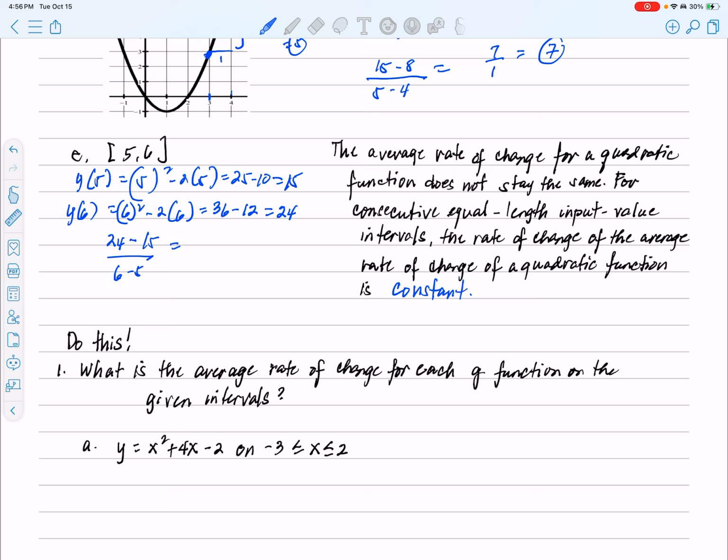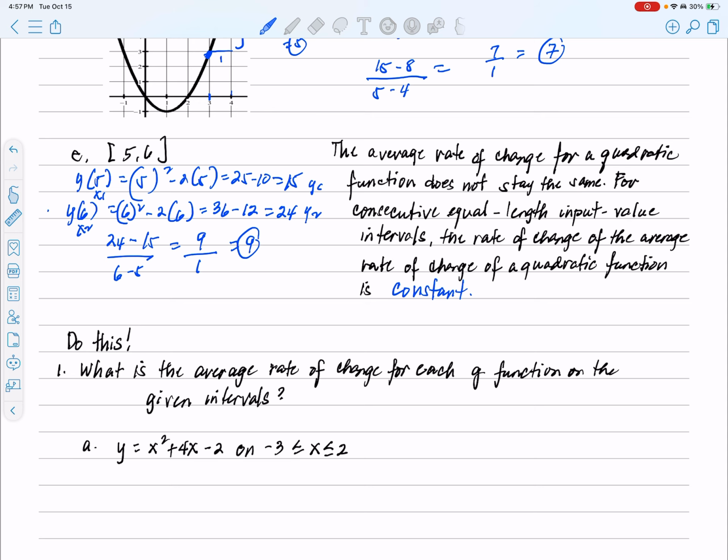That is y2 minus y1. This is your y2, this is your y1, then this is x2, and that's x1. Okay? So 24 minus 15, that's 9. Alright? Over 1, and that is equal to 9. So the average rate of change is 9.